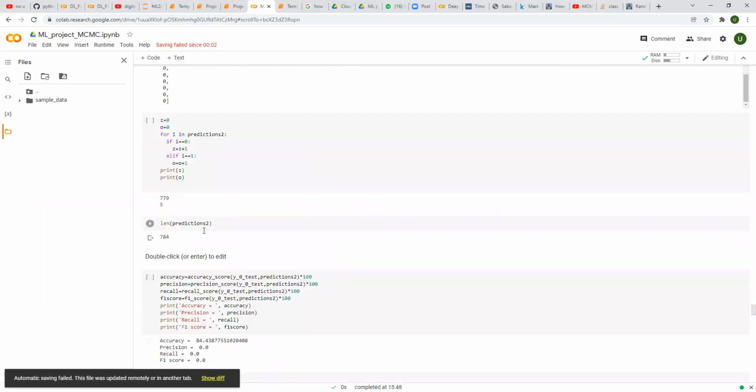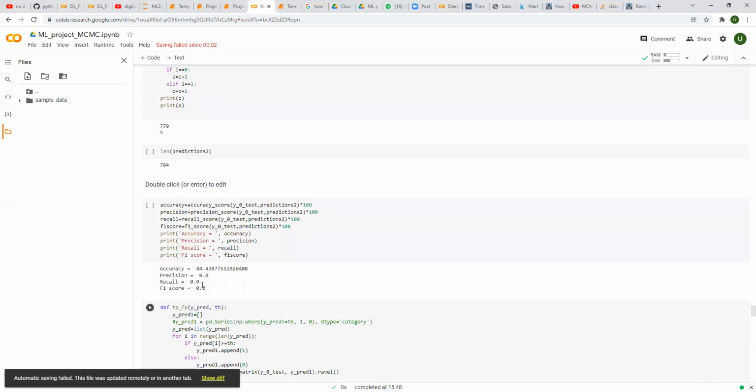And on the accuracy, you can see that only 5 ones were predicted. So we can't expect too much. We can't expect a better F1 score. Maybe the accuracy has improved, but the F1 score, you can see, is still 0. All these 5 values were predicted wrongly. So the softmax function has failed.